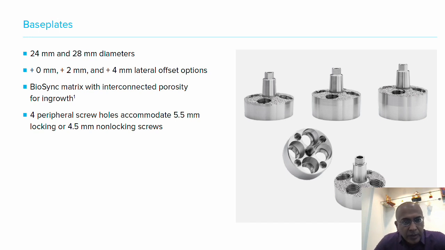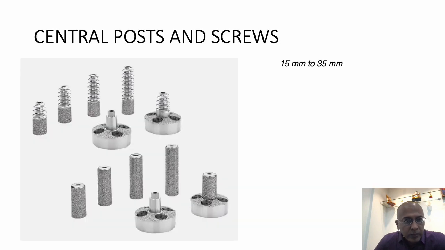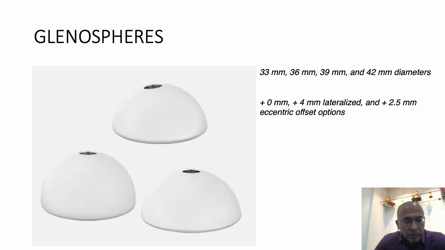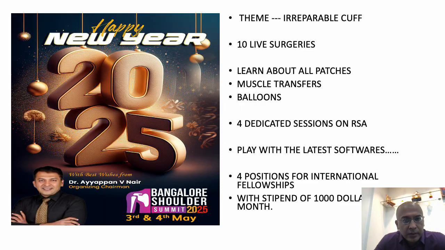You can see the base plate sizes which we have, 24, 28, and the increments in the size, and also the size of the screws. These are the central post and the screws available for the base plate, and this is the glenosphere. The size of the glenosphere varies from 33 to 42. I have options of 0 for lateralization, outer position, as well as plus 2.5 inferior. That means I can dial in multiple things to make the shoulder perfect.